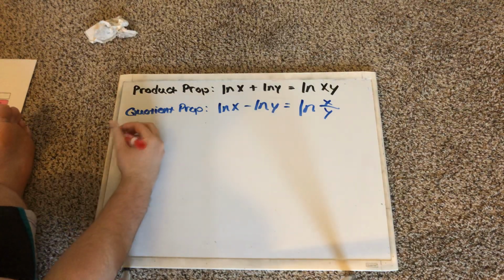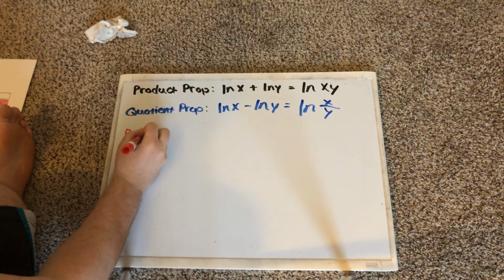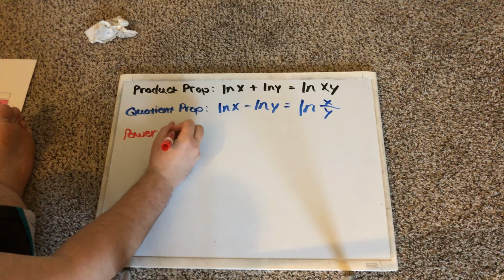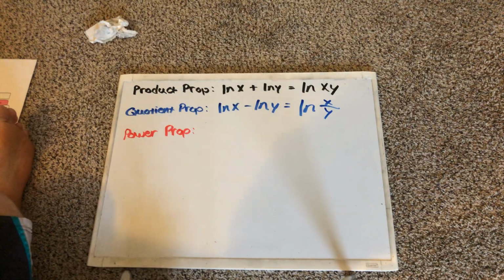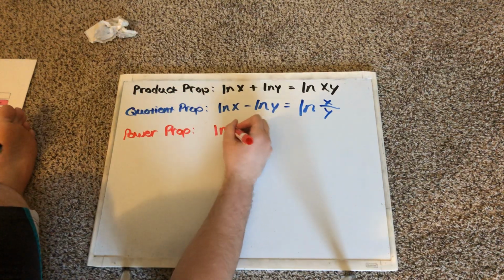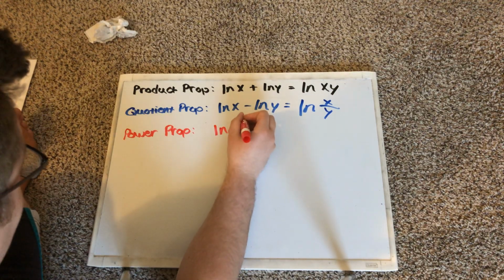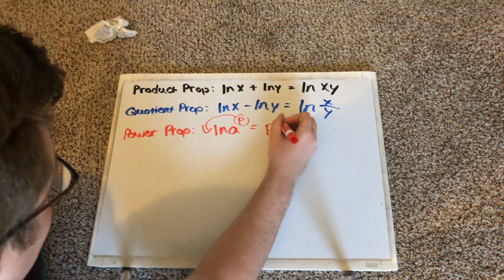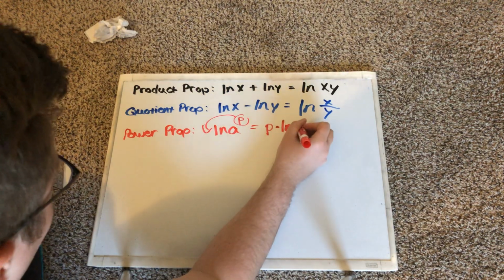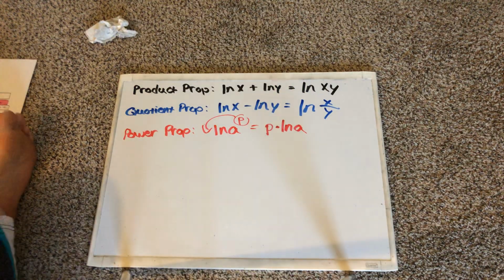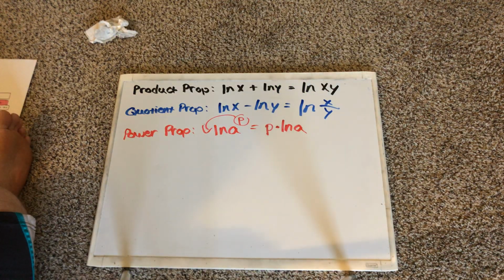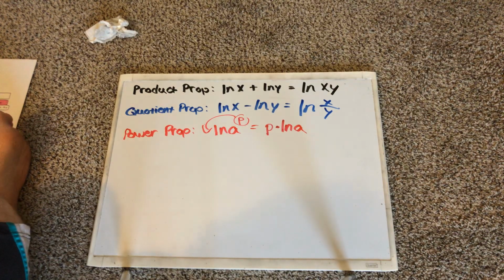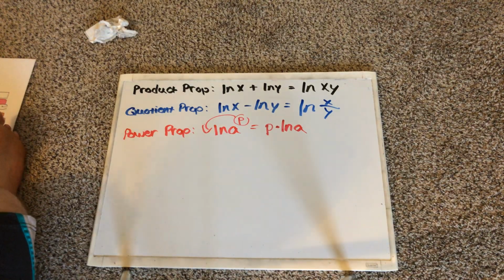Power property, same thing as regular logs. If I have the natural log of a raised to the p power, I can take this and move it out front. So this is p times the natural log of a. So right now, those three properties are exactly the same thing.